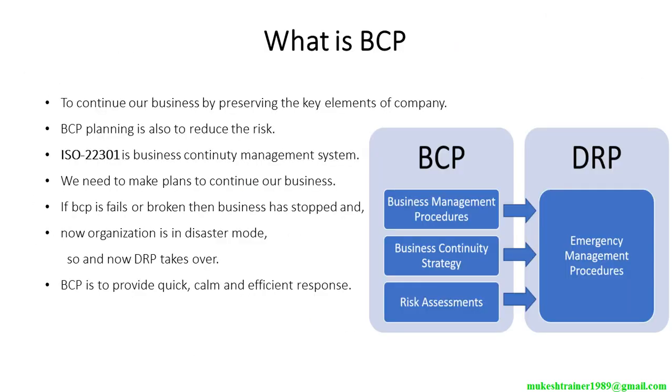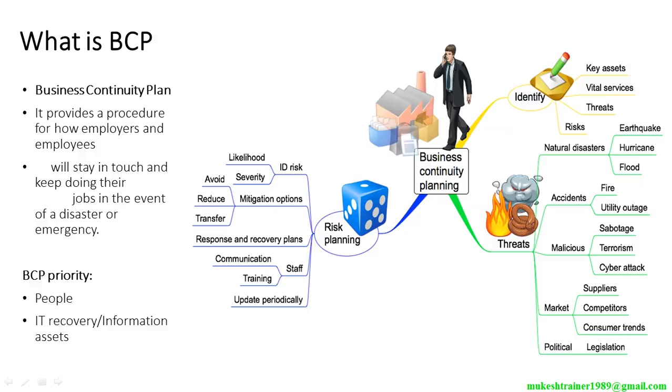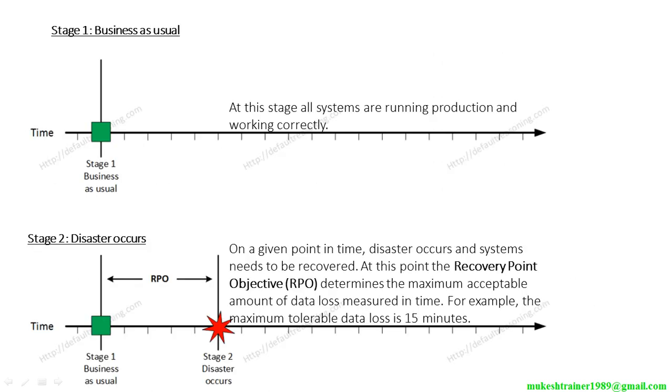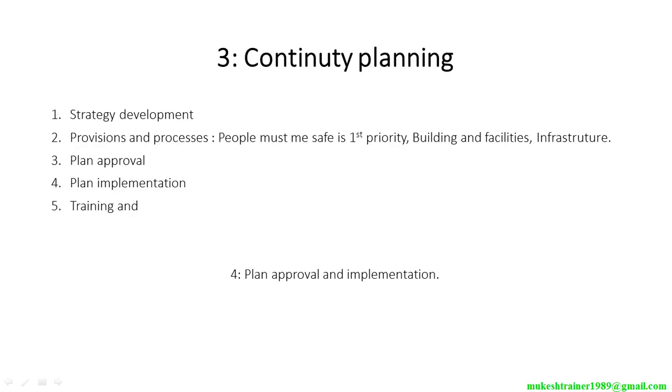If you go back, you see the business continuity plan. Here is the disaster, threats are there, identify them, and risk planning needs to be done. Then if you look at the options here: business as usual, incident occurs, how long it takes to recover from the disaster, the recovery point, and continuity planning.